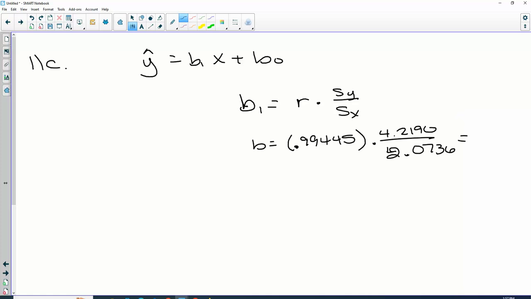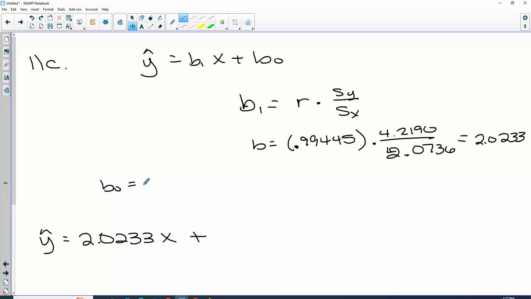Okay, so we plug those in. This is giving us our slope of 2.0233. So our equation, y hat, b sub 1 we just found, x plus, now we need that b sub 0.